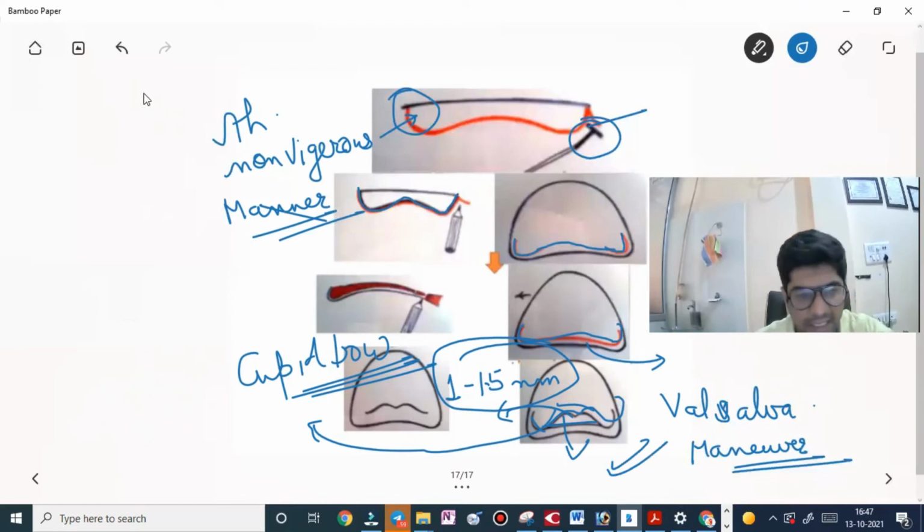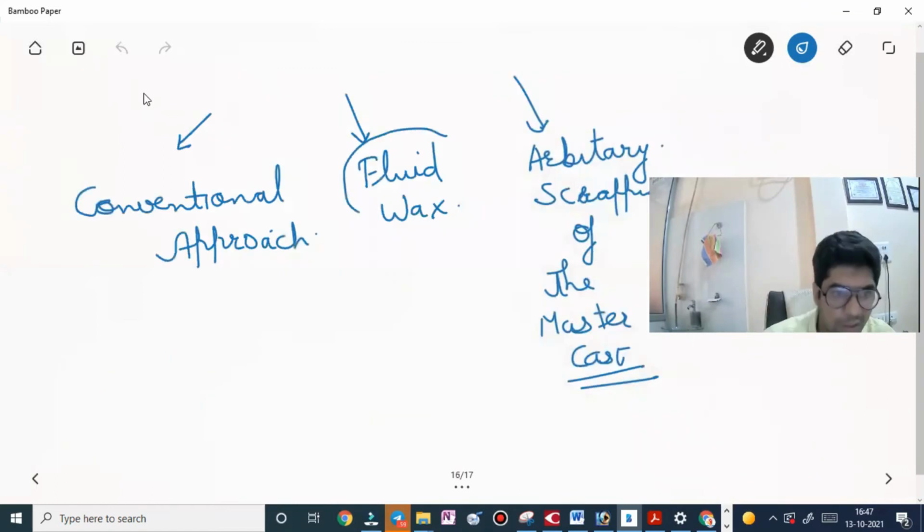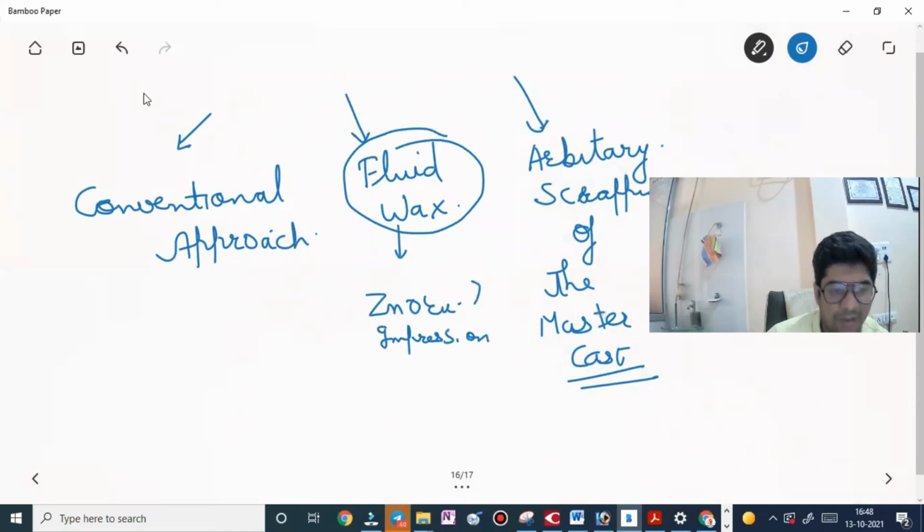The next technique is the fluid wax technique. This technique is done immediately after the wash impression and before pouring the master cast. What are the suitable materials used? Remember, zinc oxide eugenol and impression plaster. They are suitable for the impression as the fluid wax will stick better to them.